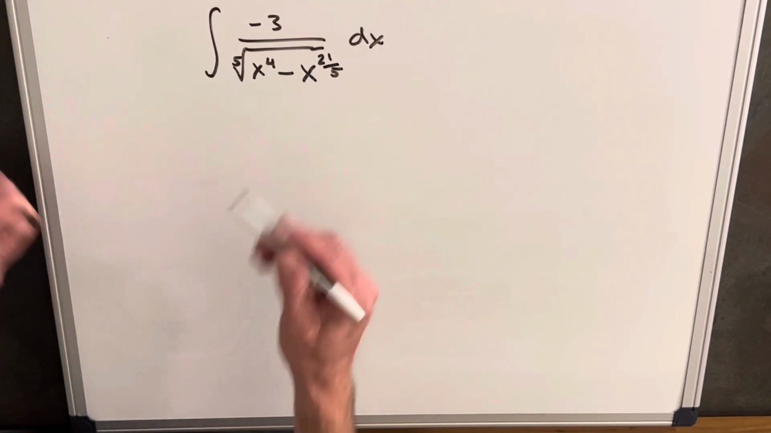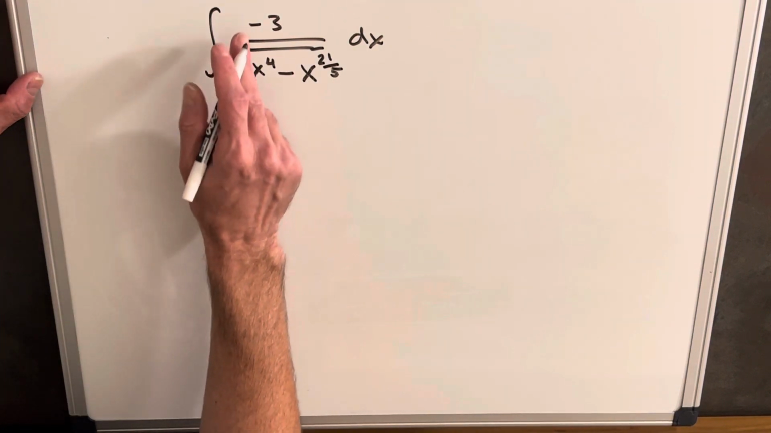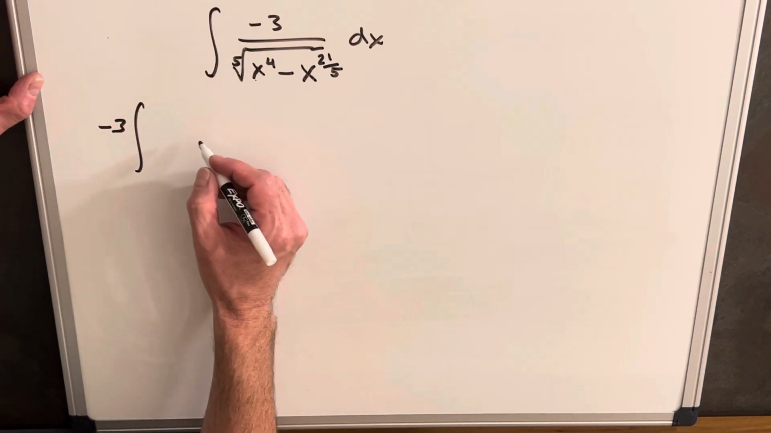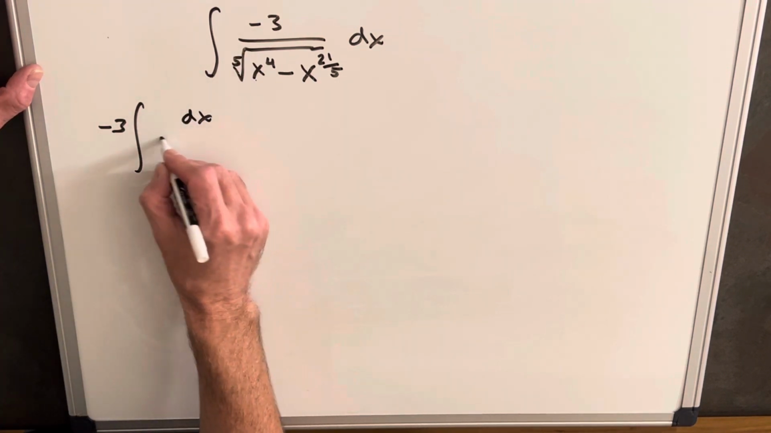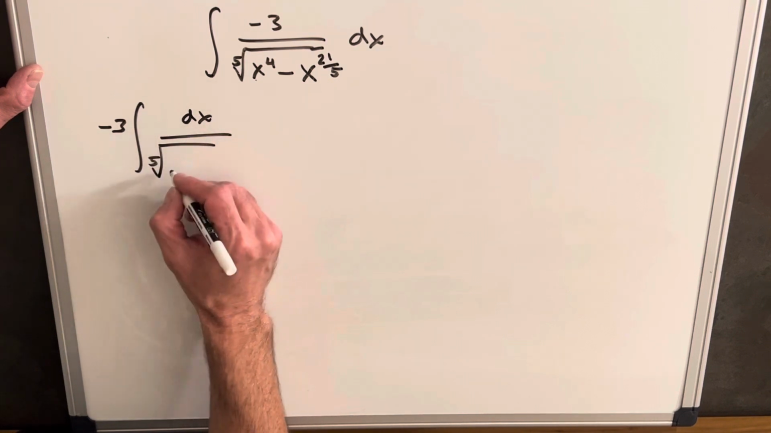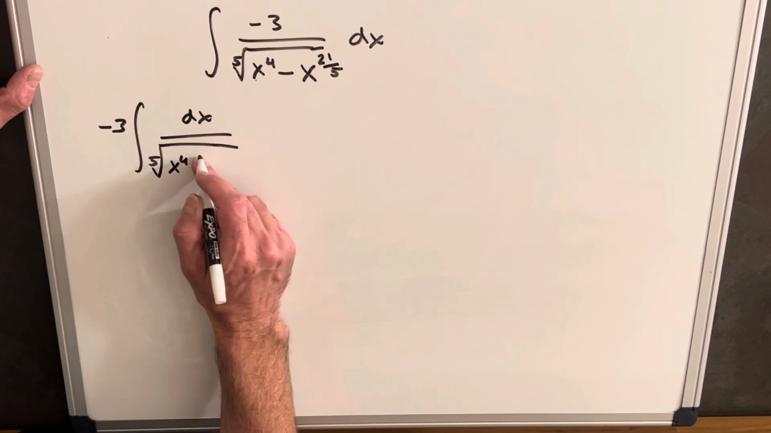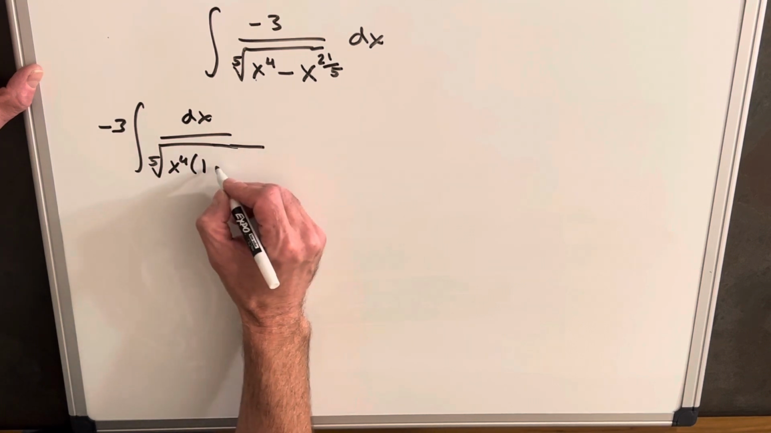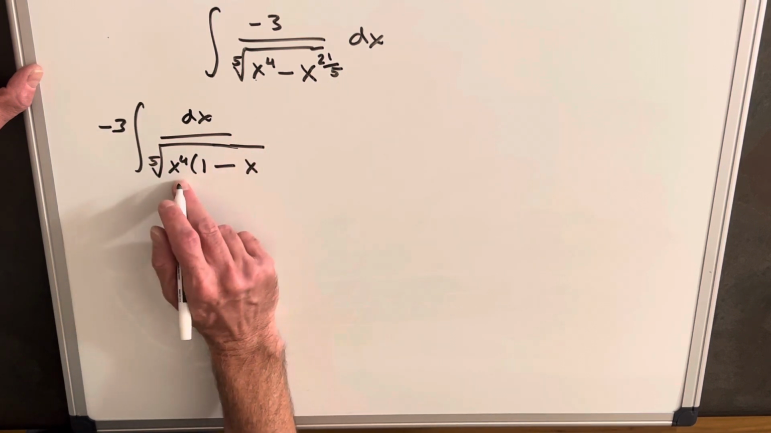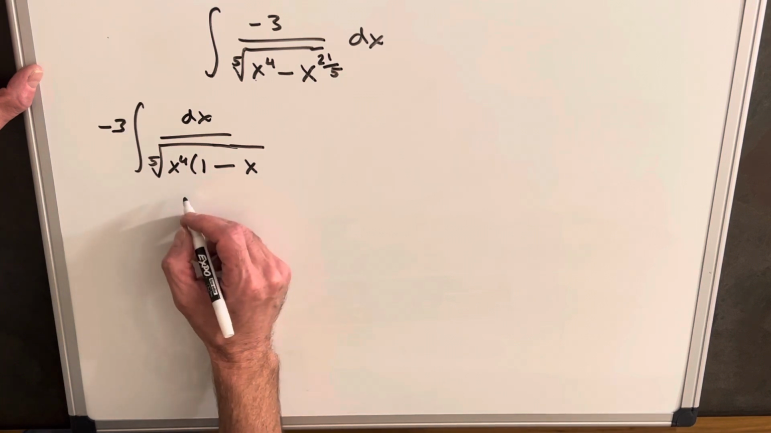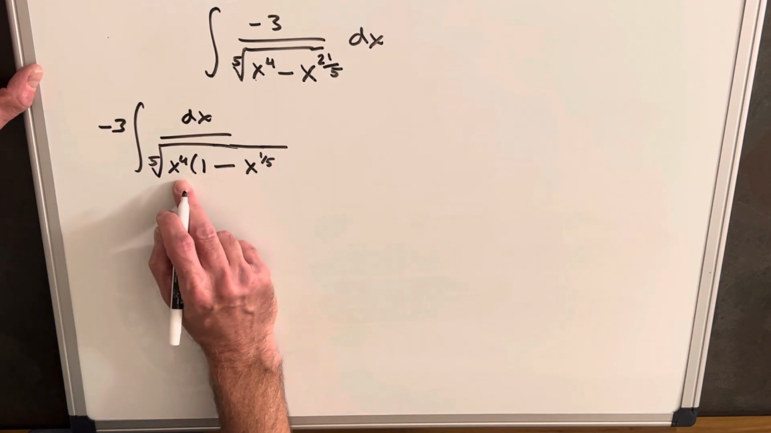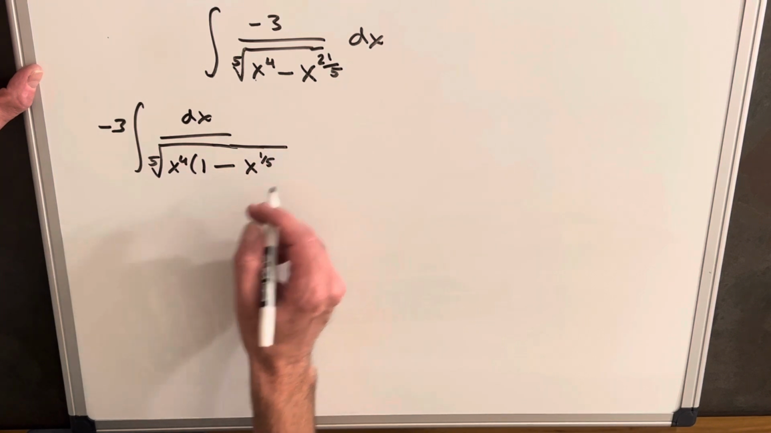What I do want to do is factor out this x to the 4th. So let's take our minus 3 outside of the integral because it doesn't really change anything. Then let's do our factorization in the denominator. We're going to factor the x to the 4th, so that's going to be times 1 minus, and to make this work, 4 is the same thing as 20 over 5. So this needs to be 1/5, right? 20 over 5 plus 1 over 5 is 21/5.